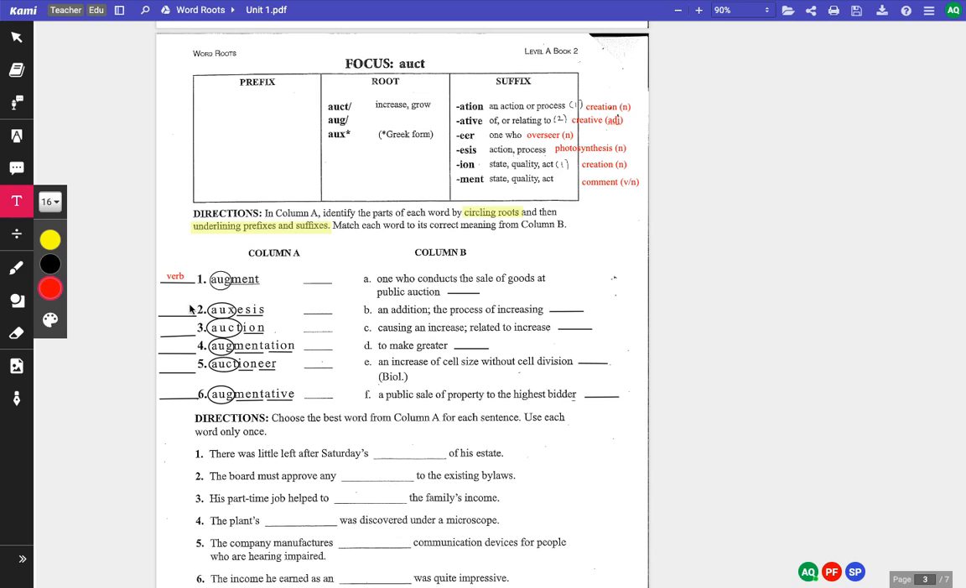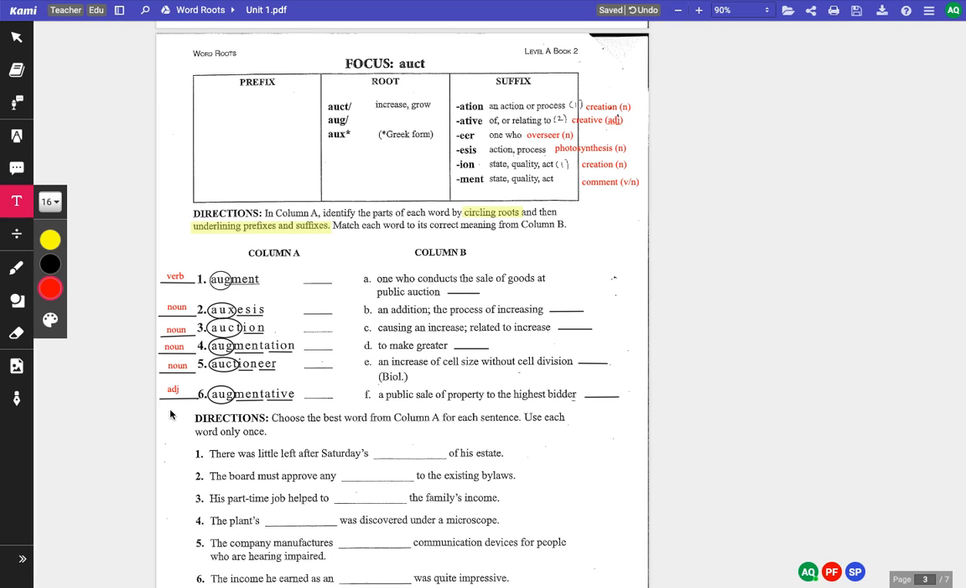So let's take a look at these words and what you marked for their parts of speech, and you can make any changes that you need to. Auxesis has the suffix esis, like photosynthesis. Remember, it's an action or process, so it's a noun. The words auction and augmentation both end with ion, so they are both nouns. The word auctioneer ends with eer, which means one who, like the word overseer, so it is also a noun. And finally, the word augmentative, its very last suffix is ative, like creative, so we know that it's an adjective.